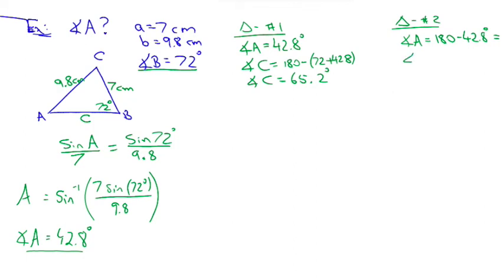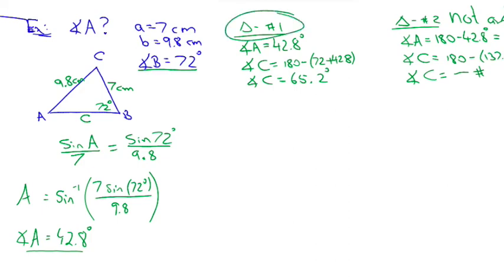So if it's 137.2, what's the measure of angle C going to be? Well, it's going to be 180 minus 137.2 plus the original angle of 72 degrees, which gives you 209.2. Wait, no, because 137.2 plus 72 degrees is more than 180. So you're going to end up with a negative number. Therefore, it's not real. So this is not a triangle. It only has one triangle associated with it.